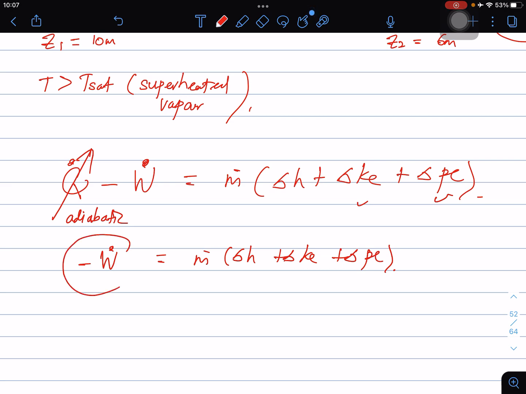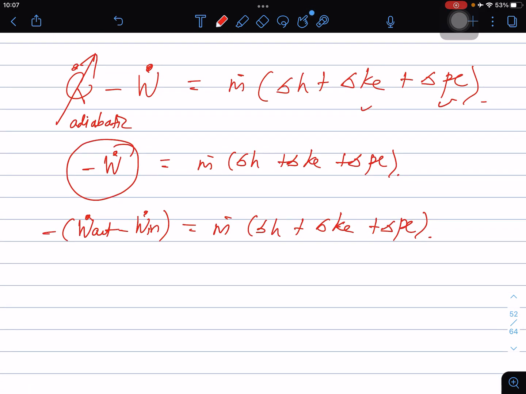Alright, so this negative W dot basically is equal to minus W dot out minus W dot in, which is equal to m dot delta H plus delta KE plus delta PE. Since this is a turbine, there is no power input to the turbine. The power input is only specific for the compressor. Now your equation becomes negative W dot out equal to m dot delta H plus delta KE plus delta PE.